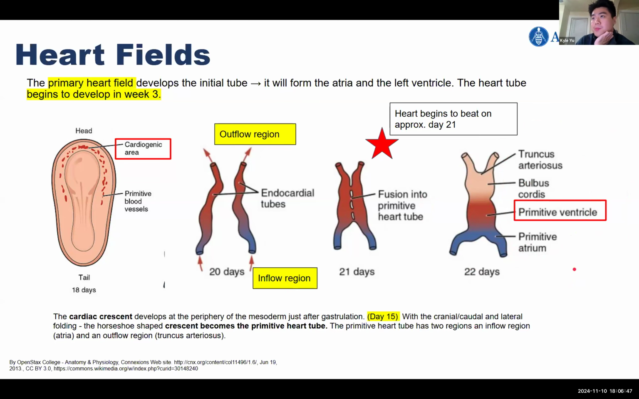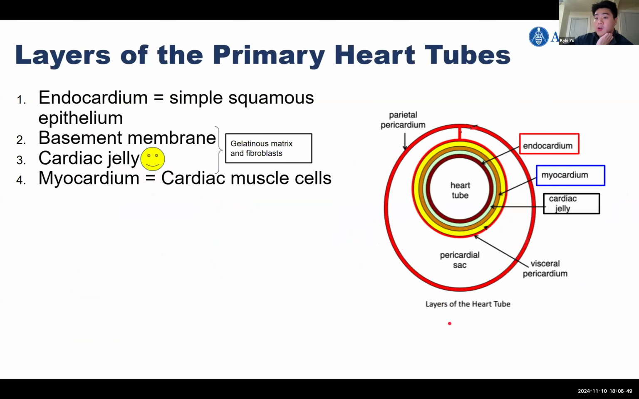All right, so this is now a cross-sectional view of the heart tube, and I'm going to go over the layers. The innermost layer is the endocardium, which is a simple squamous epithelium lining the inside of the heart. Just outside that is the basement membrane and cardiac jelly, which is a gelatinous matrix, a mix of fibroblasts, collagen, and similar material. It plays an important role in the development of the heart, and there are some precursor cells in there.